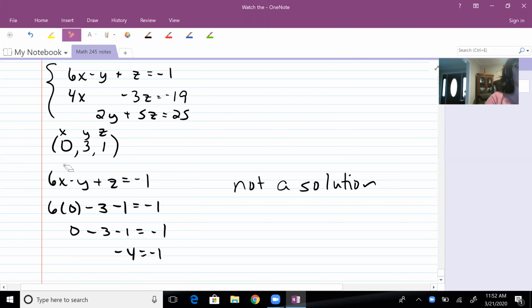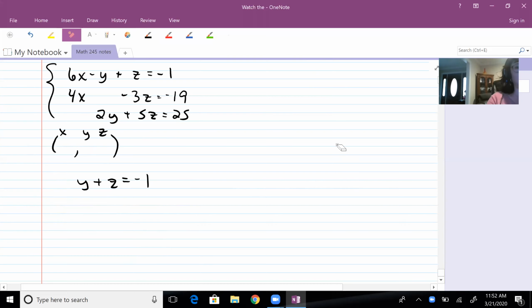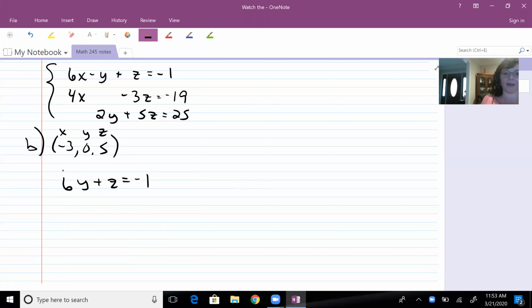And I'm going to do a little erasing here. And we'll try part B. Part B of our equation gives us a new ordered triple. It is -3, 0, and 5. If we're going to test -3, 0, and 5, x is -3, y is 0, and z is 5. We are going to plug those into the very first equation. So that first equation is 6x minus y plus z equals -1. So let's plug in those numbers and see what we get this time.